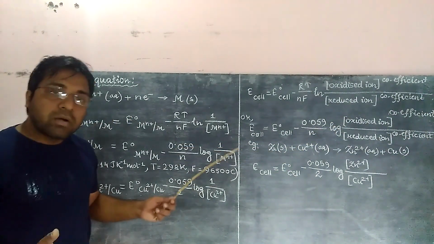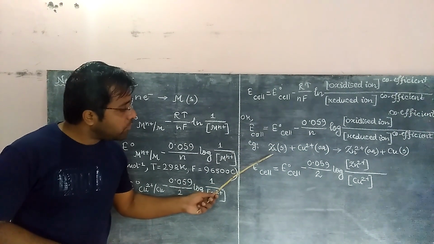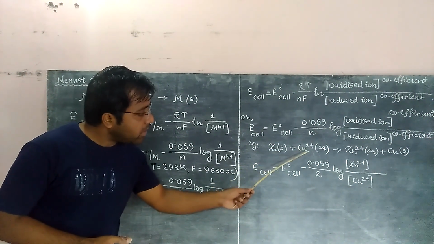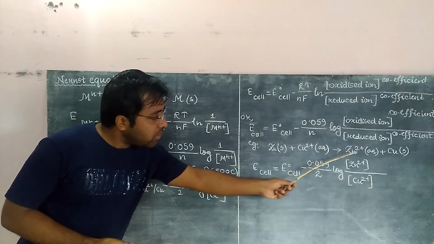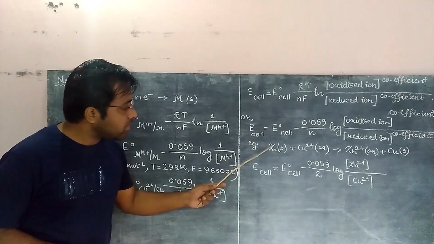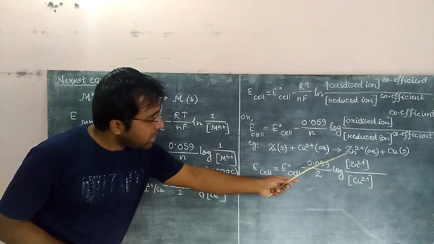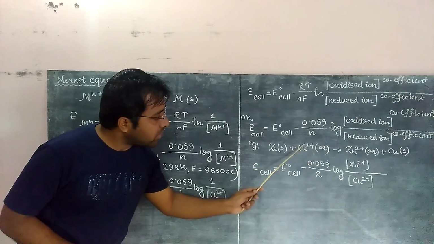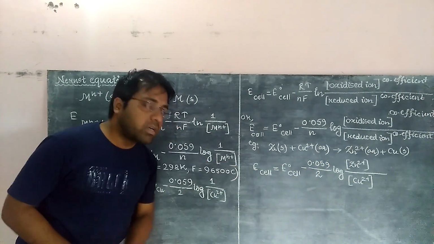For example, consider an ionic equation for a complete cell: zinc electrode plus copper ion, giving us zinc ion and copper. So here, students, which is oxidized? Zinc is oxidized to zinc ion, and the copper ion is reduced here, because the oxidation number is decreased here.